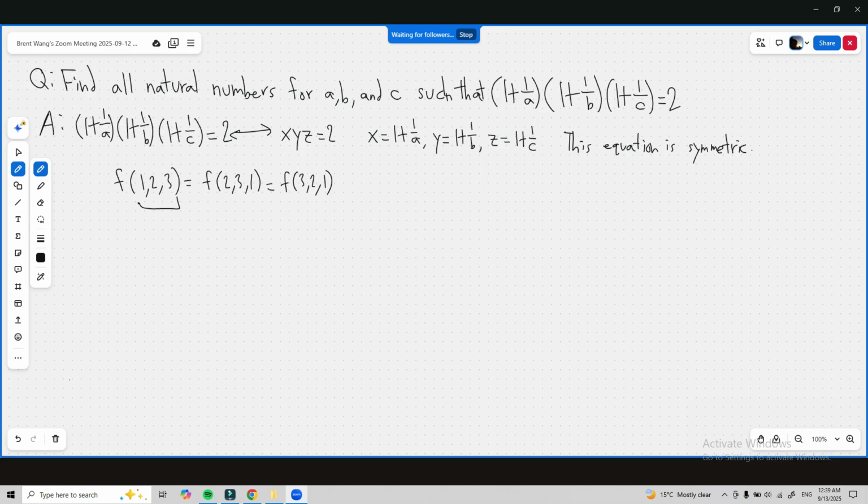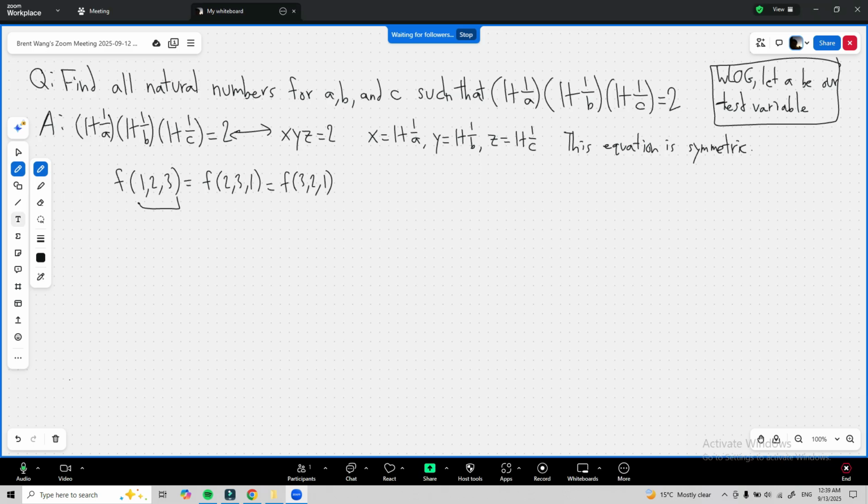So for that reason, WLOG, let A be our test variable. And you'll very quickly see what this means later on. It doesn't matter what our test variable is. You can choose B to be your test variable, or even C. I'm just going to use A. So that's the first thing to note.